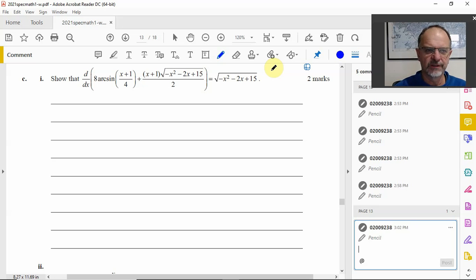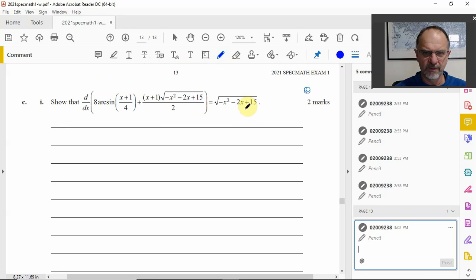Okay, question 9, part C. And it's another show question. It says, show that the derivative of 8 arc sine of (x plus 1) on 4, plus (x plus 1) times the square root of minus x squared minus 2x plus 15, all over 2, is this square root here.